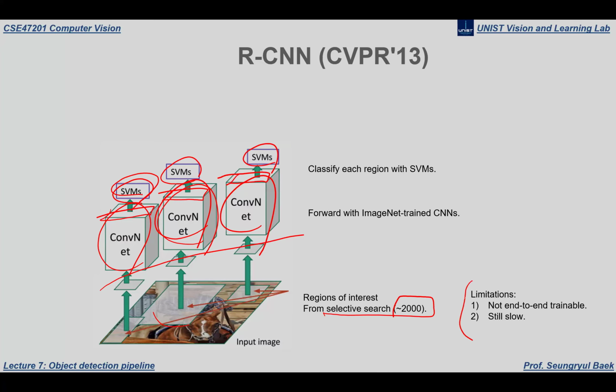But the limitation is that it is still very slow. We have to apply CNN 1,000 to 2,000 times, so it may take a few minutes to achieve object detection using this method. And also it is not end-to-end trainable. It starts from these cropped regions to the object class, so we are losing some valuable information while cropping these patches from the image. That's not helpful for getting the best accuracy, so there is room for improvement.